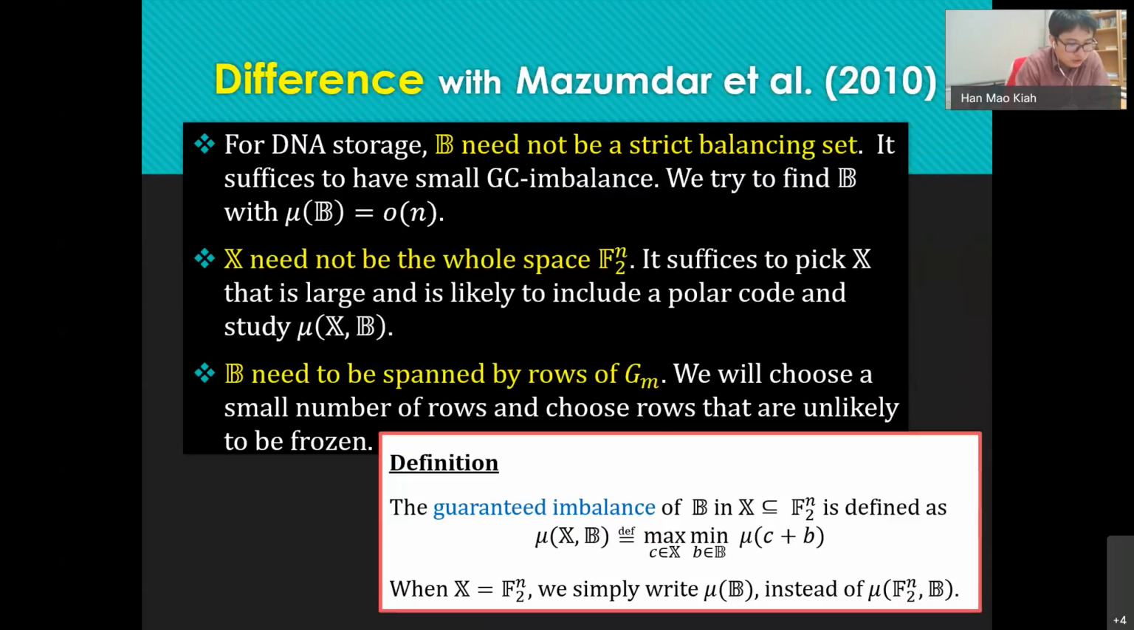So what we do is try to look at X, which is large, i.e. close to the entire space, so that it's likely to include a polar code. Finally, and more critically, we need B to be spanned by rows of GM, the polar matrix. This is important so that we can apply the successive cancellation decoding algorithm of the polar codes. Of course, we will try to choose as few rows as possible, and also choose rows that are unlikely to be frozen.